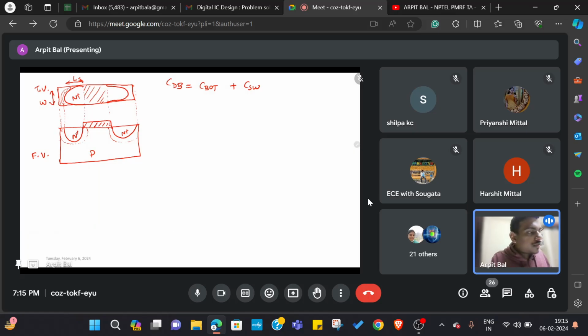Your question was, how was it W plus 2LS, right? So this sidewall capacitance is nothing but the capacitance that is arising because of the perimeter, right? So let me take this one into consideration. Let us assume this shape is not like this and it is something like this. Can we do this approximation?